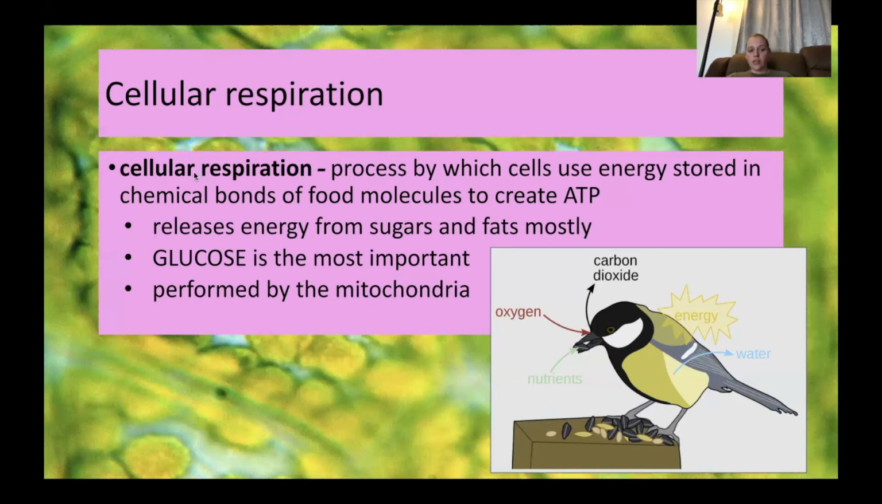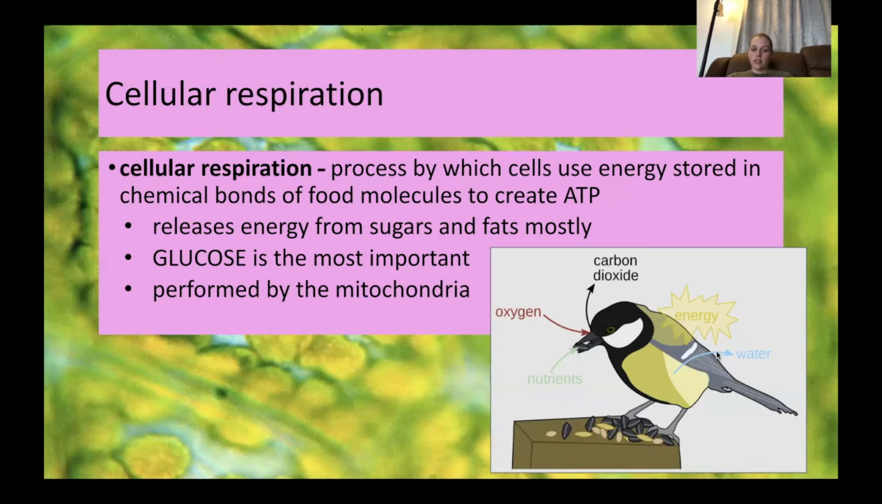So this process is going to release energy from sugars and fats. The most important thing that it's going to use is glucose. And glucose is going to be converted into ATP by the mitochondria. So if we look at our equation, we have our carbohydrates going in, our nutrients, and our oxygen. And then we are converting this into energy and releasing carbon dioxide and water.